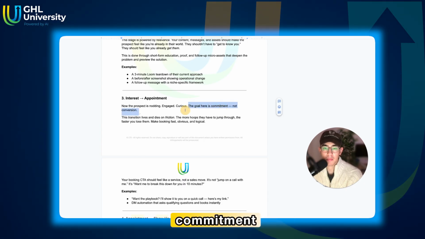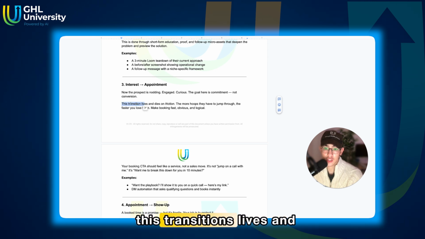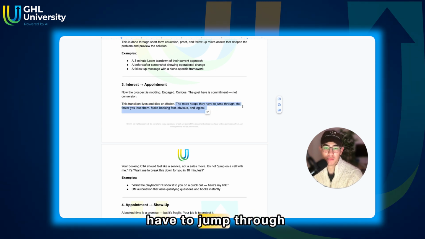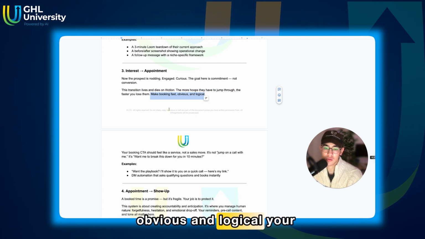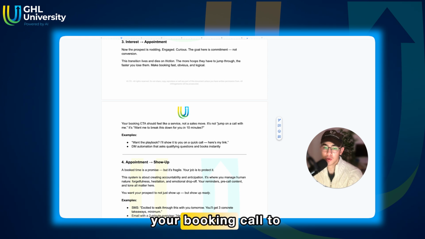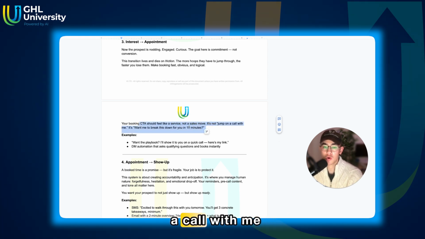The goal here is commitment, not conversion. This transition lives and dies on friction. The more hoops they have to jump through, the faster you lose them, so make booking fast, obvious, and logical. Your booking call to action should feel like a service, not a sales move. It's not "jump on a call with me." It's "want me to break this down for you in 10 minutes?"